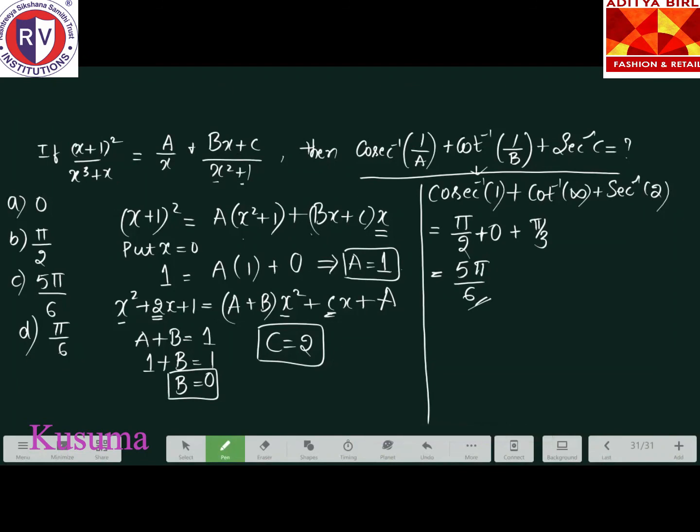So this is the answer which is in your option C. Understood? Yes, ma'am. Look at the next question.